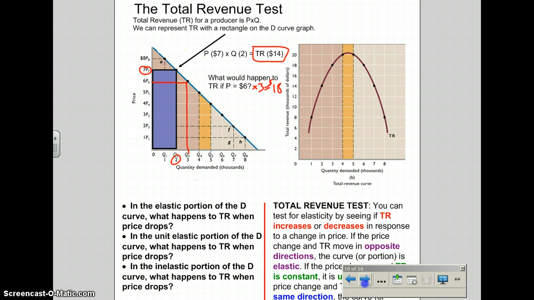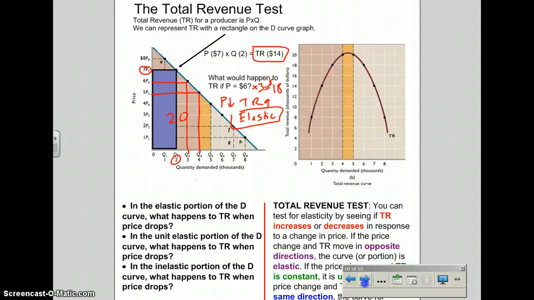What this total revenue test is telling us is that when the price dropped from 7 to 6, total revenue increased from 14 to 18. If price drops and total revenue increases, that is a test that tells us that we are in the elastic range of the demand curve. If price drops still further to 5, we'll sell 4 units of output, and the area of this square is 20. So again, we're still in the elastic region. Prices dropped again, total revenue increases.